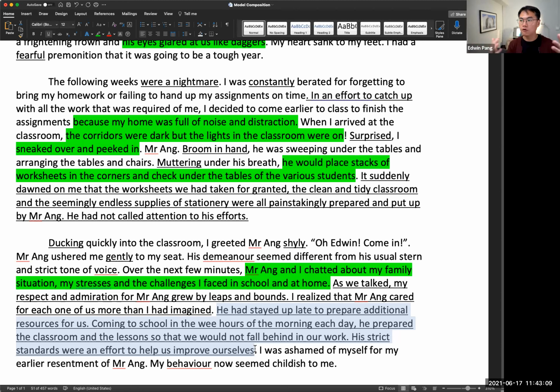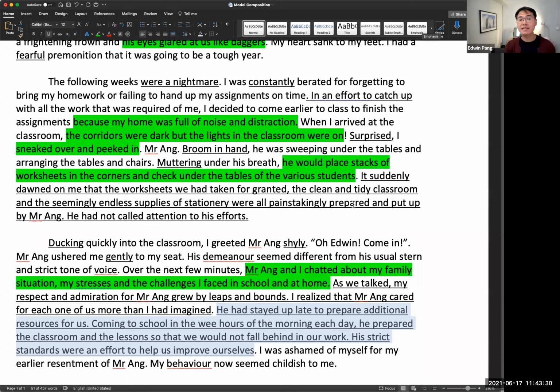Again, a lot of this ties into the theme. So I go back to the theme. I always go back to the theme, right? The more I write about the theme, the higher the marks I will score. So always be very aware that everything you write must go back to the theme, which is someone I admire. So why do I admire him? Because of all these things, okay?